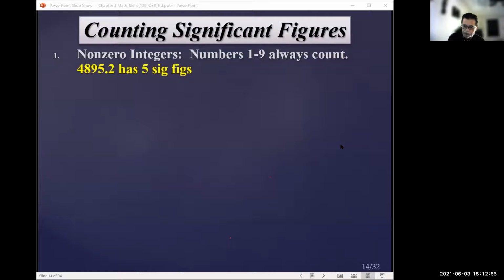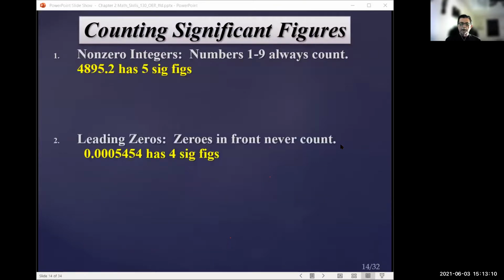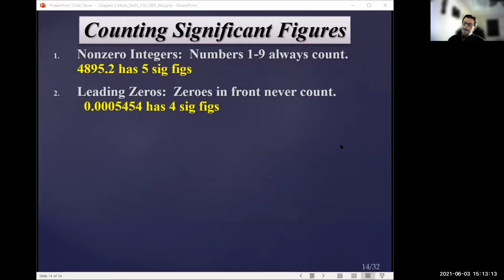Now, all integers count as significant. Therefore, this number of 4895.2 has 5 sig figs. Okay, 5 sig figs. The second one, the leading zeros in this decimal number, all they do is signify the decimal place where your value begins. Okay. And so leading zeros in the number do not count as significant. So in this example, 0.0005454 only has 4 sig figs. 4 sig figs. Those leading zeros don't count.